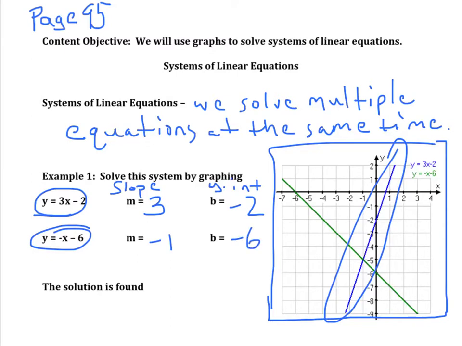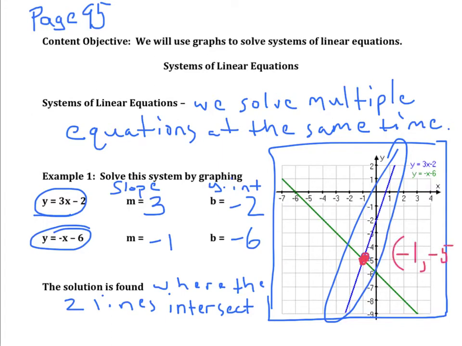So the solution to a system of equations is found where the two lines intersect. Where the two lines intersect. So in this problem, our solution is right here at negative 1, negative 5. And all we had to do was graph those two lines to be able to see where that solution was.